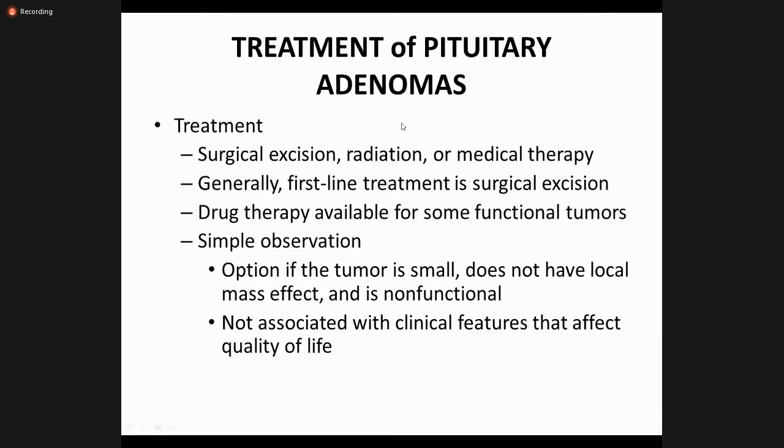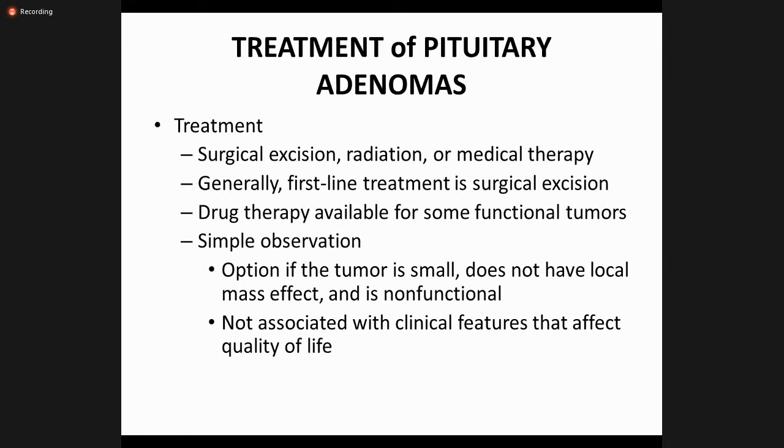Then the treatment. We have three options, that is surgical excision, radiation, and medical therapy. Generally, first line treatment is surgical excision in most cases, especially in patients having growth hormone secreting pituitary adenoma. Drug therapy is available for some functional tumors, for example, prolactin secreting prolactinoma.